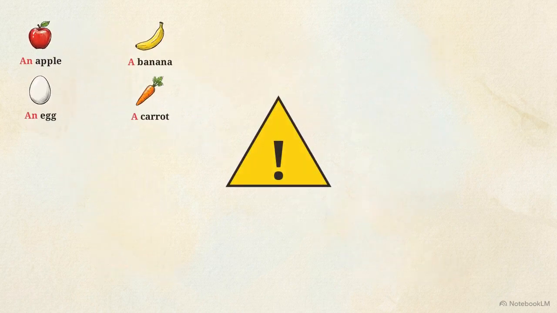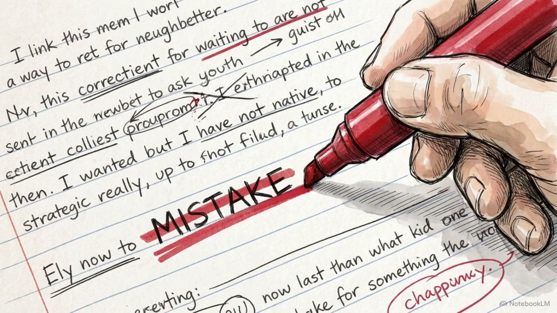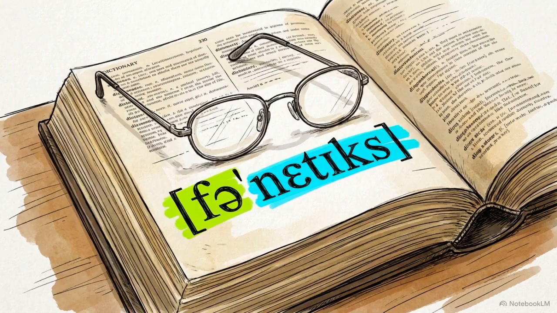However, this rule is incomplete. The choice actually depends on the sound of the word, not the physical letter printed on the page. Relying solely on spelling often leads to errors. To get the article right, you have to listen to the spoken phonetics rather than looking at the written text.